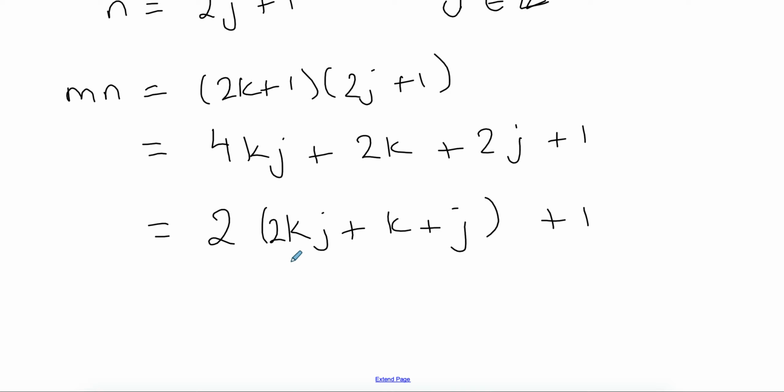Now, if you notice, this is basically the same setup as before for setting up an odd number. So this will be your even number, and then an even number plus 1 would give you an odd number. So this whole thing is even and then +1, so it's going to be an odd number.